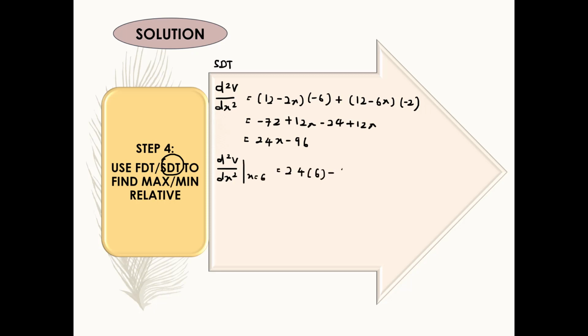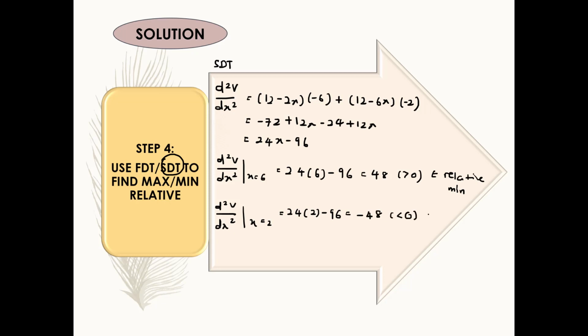So you need to find, when x equals 6, d squared V over dx squared, you will get 48, which is greater than 0. So it is a relative minimum. And then when x equals 2, d squared V over dx squared, you will get negative 48, which is less than 0, so it is a relative maximum.